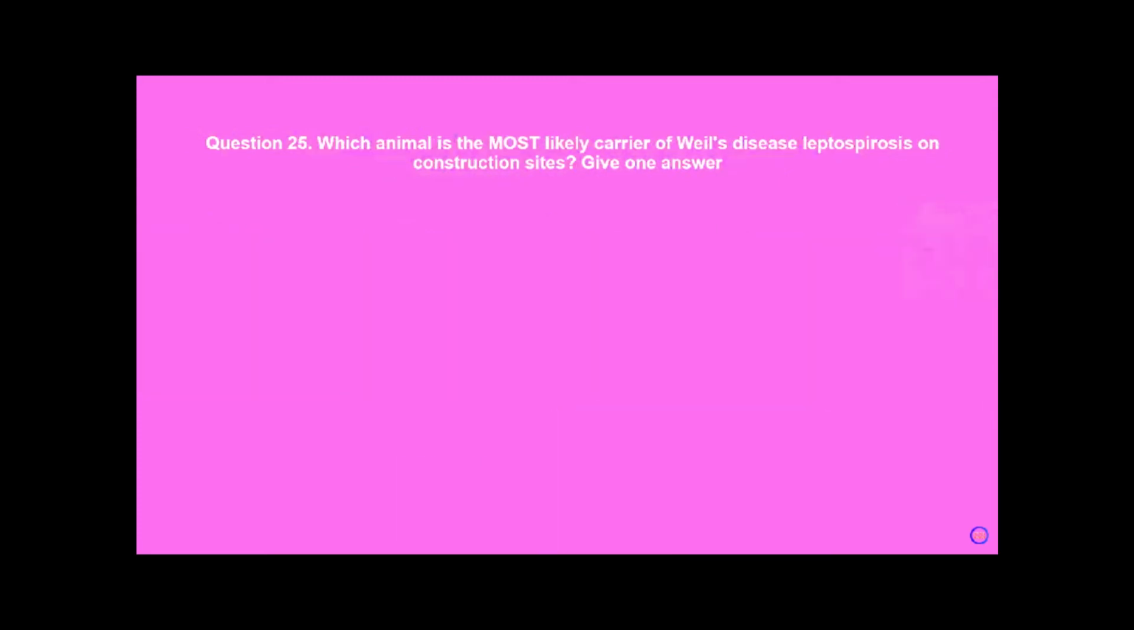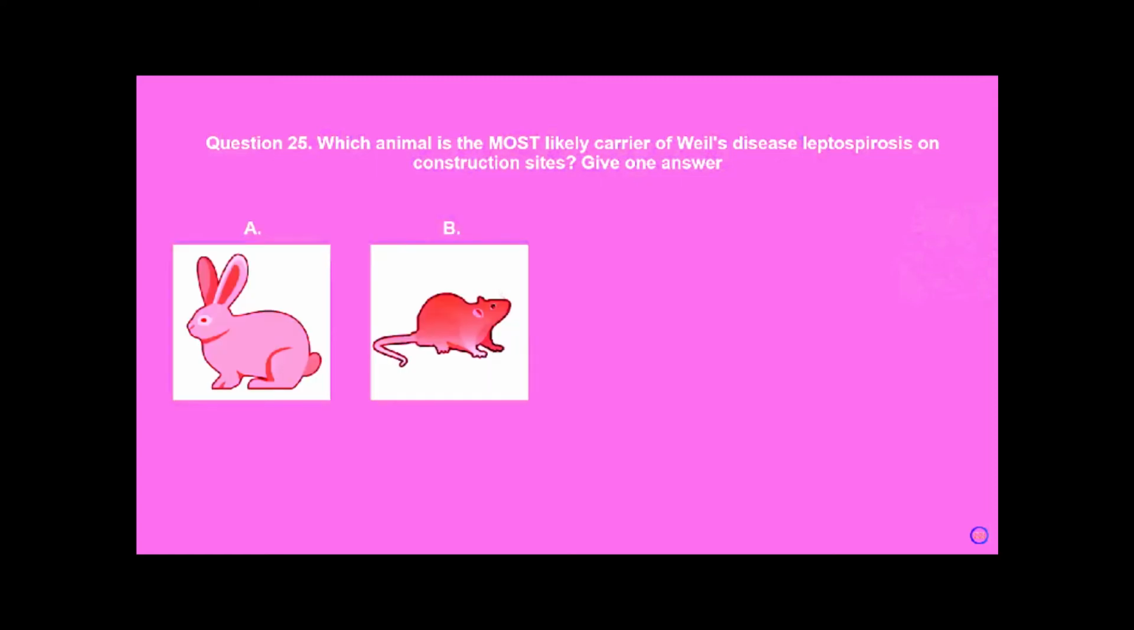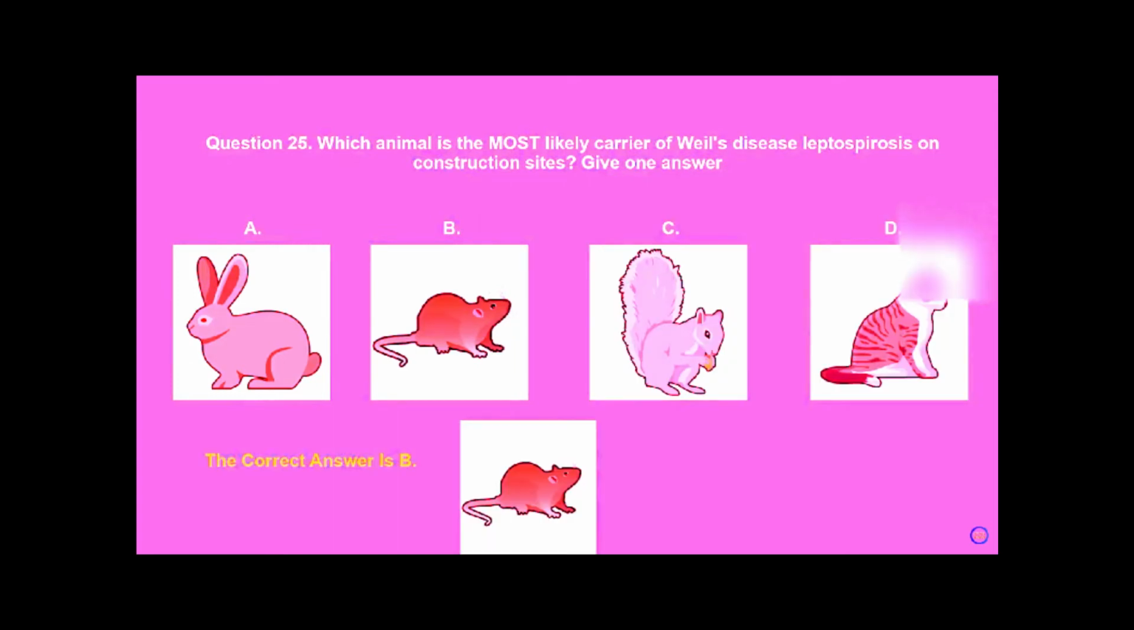Question 25. Which animal is the most likely carrier of Weil's disease, leptospirosis, on construction sites? Give one answer. A. B. C. D. The correct answer is B.